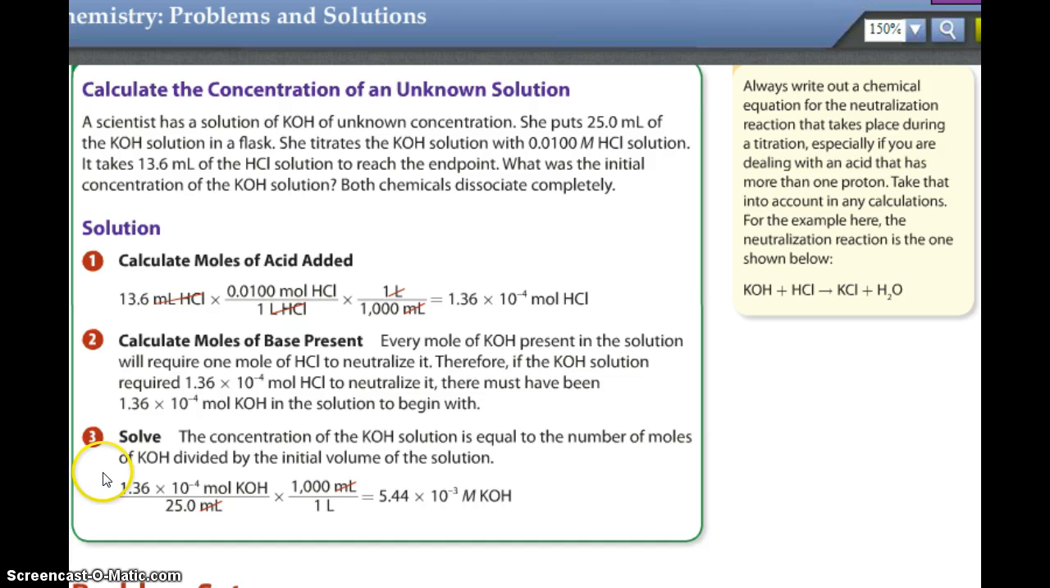The concentration of the KOH solution is equal to the number of moles of KOH divided by the initial volume of the solution. So we have how many moles we have, divided by the fact that up here it said we have 25 milliliters of it in the flask. So we change our milliliters into liters. Why? Because we need moles per liter to get the molar. And our answer is 5.44 times 10 to the negative third molar KOH.